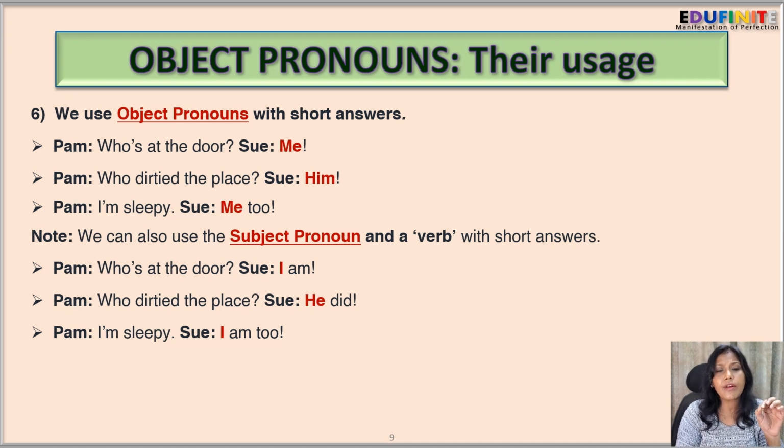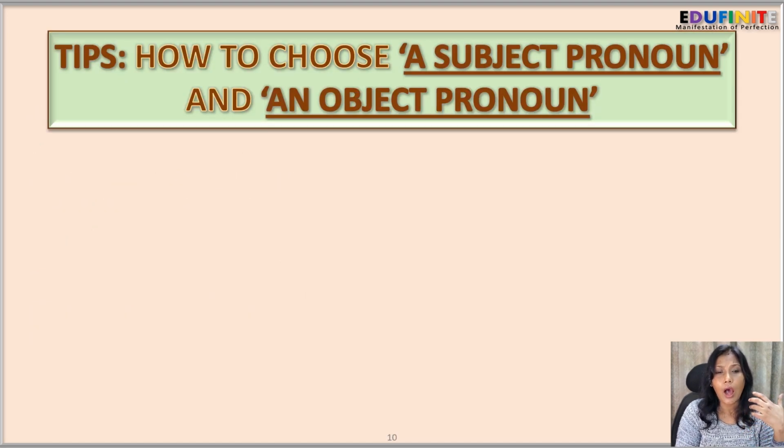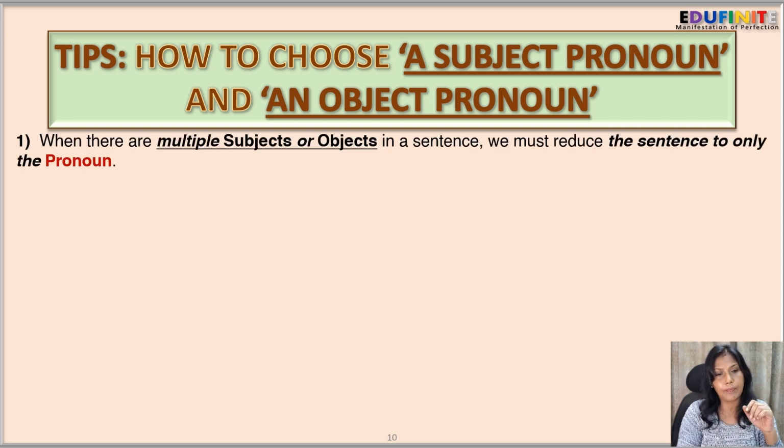Next, here are a few tips on how to choose a subject pronoun and an object pronoun. How do you understand which is correct, whether it's he or him, she or her, I or me? We are in a dilemma sometimes. So let's see how we can overcome that.